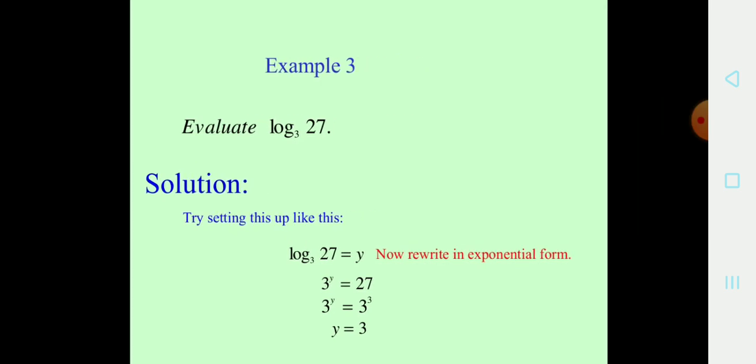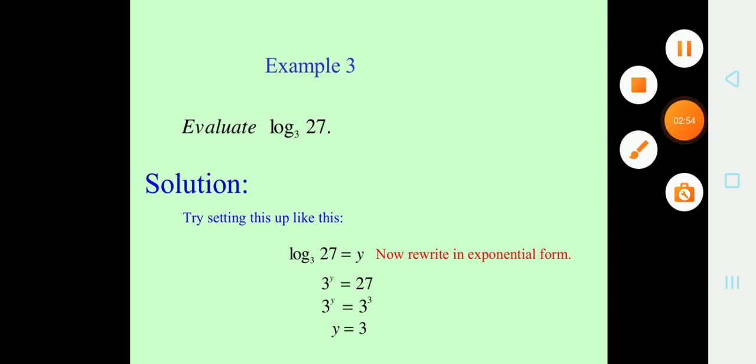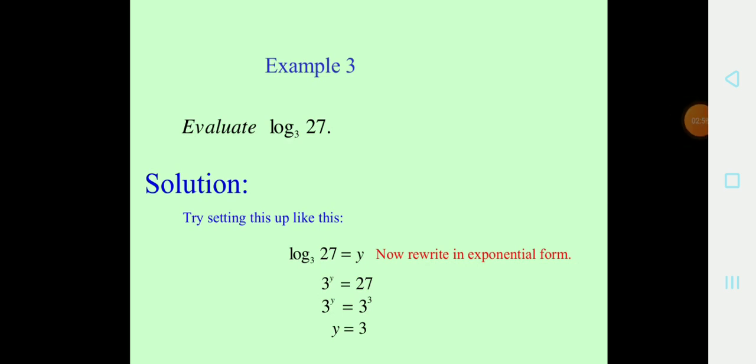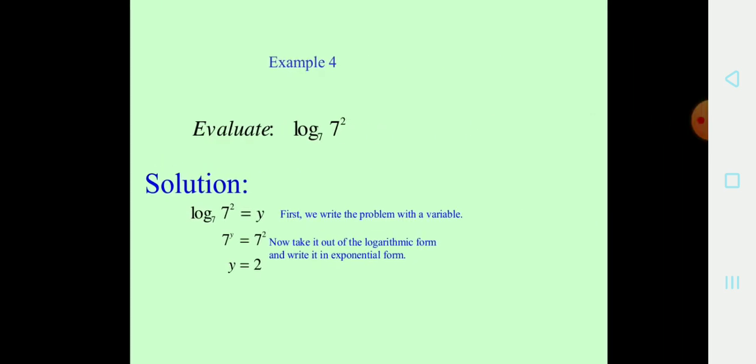Example number 3. Evaluate log base 3 of 27. Solution: let's write it like this. Log base 3 of 27 equals y. Now write the exponent form. So 3 to the y equals 27. So 3 to the y equals 3 cubed. So y equals 3.